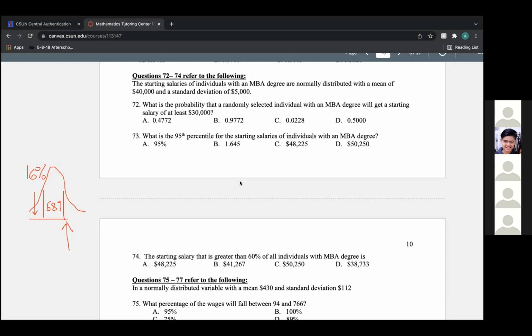So what do we got? I got 0.9772. That's what I got. Again, solely on the calculator very quickly. 73, what is the 95th percentile for the starting salaries of individuals with an MBA degree? 95th percentile.